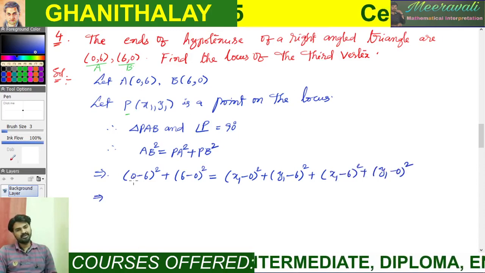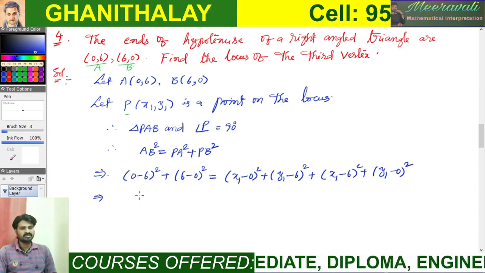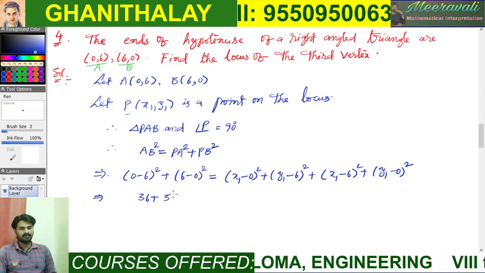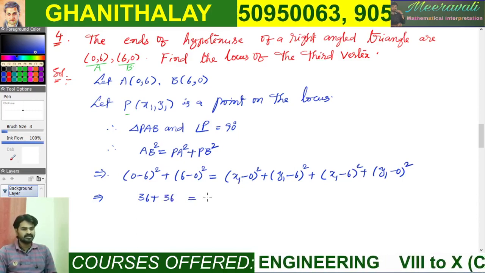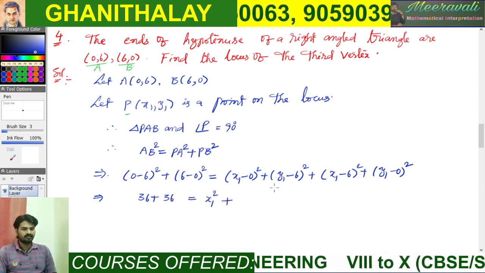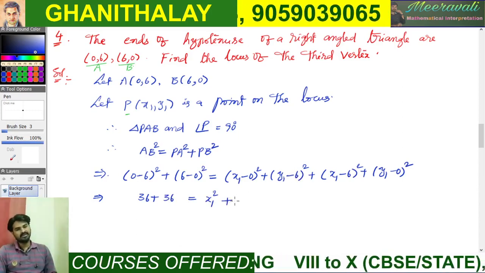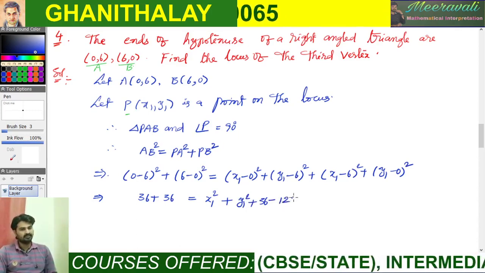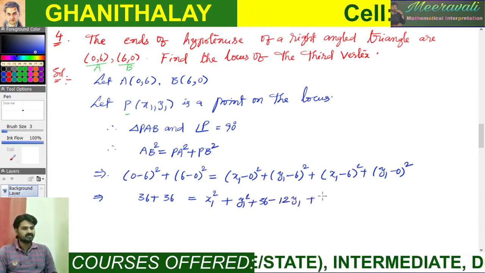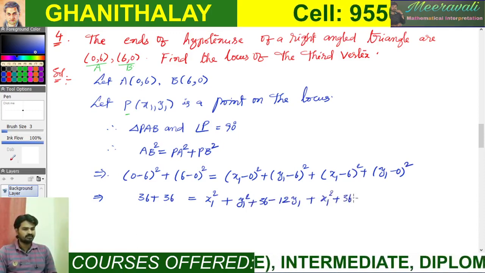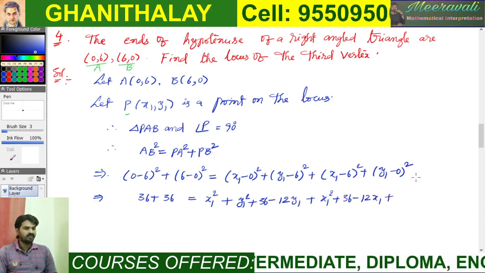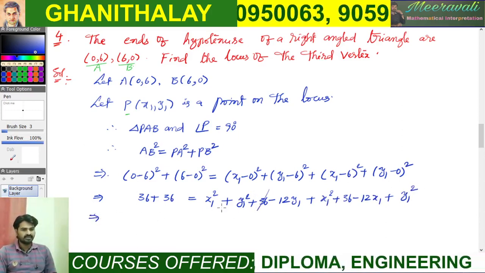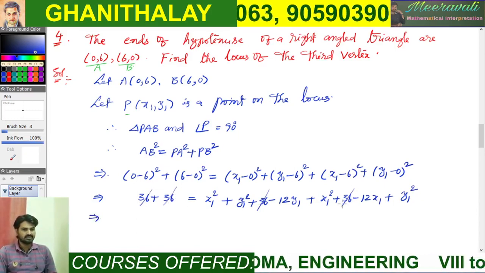Now simplifying: 0 minus 6 whole square means minus 6 whole square, that is 36. Here also 6 minus 0 whole square means 6 square, that is 36. Here x1 minus 0 is x1 square, plus y1 minus 6, which is of the form (a minus b) whole square, a square plus b square minus 2ab, so minus 12y1. Here x1 minus 6 whole square is also (a minus b) whole square. This is y1 minus 0, that is y1 square. So finally, 36 and 36 cancel.